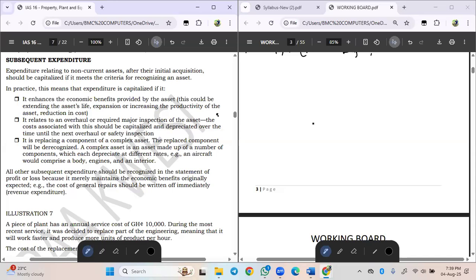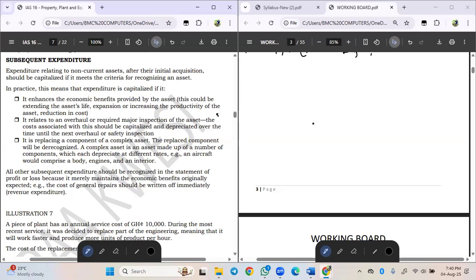Or if that particular expenditure relates to an overhaul or a major inspection of the asset, we are saying that the cost associated with this should be capitalized and depreciated over the time until the next overhaul or safety inspection. Okay, so all these are just readings. You will pick a question and you understand. Or if the expenditure is replacing a component of a complex asset.